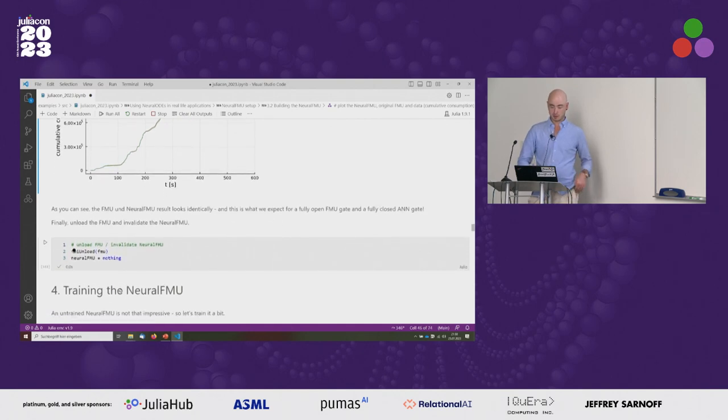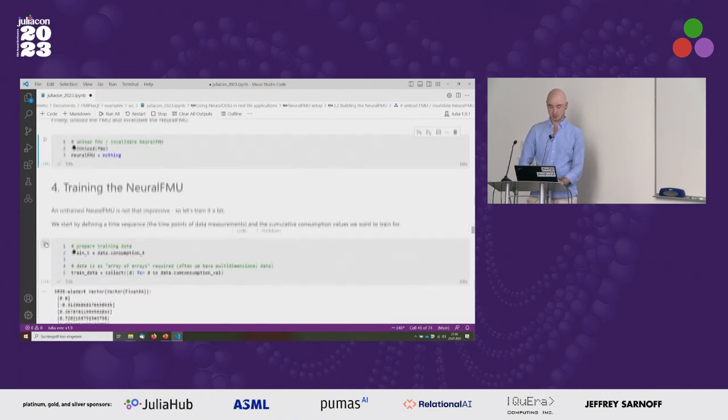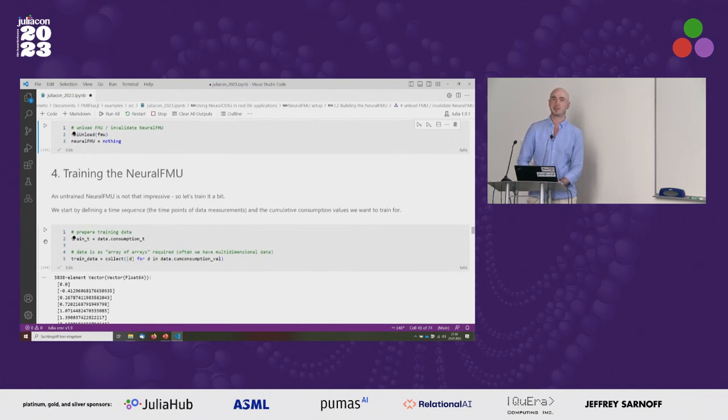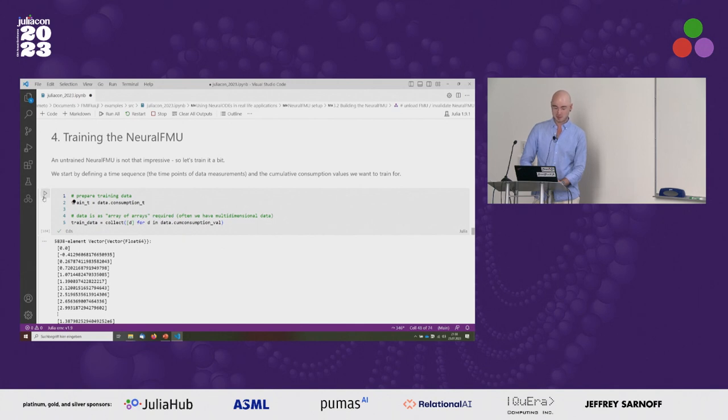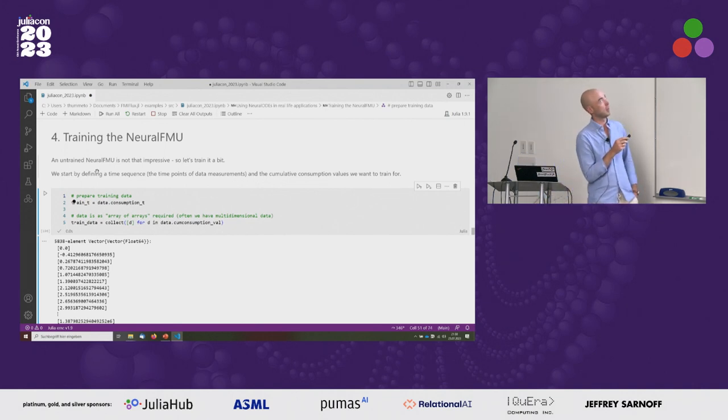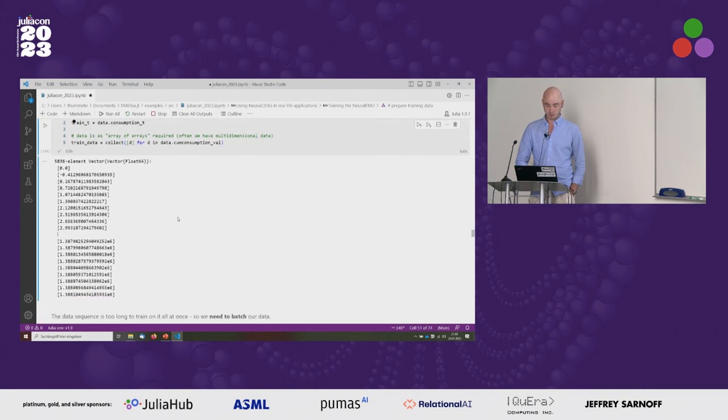So an untrained neural FMU is quite boring because that was much overhead to get the same simulation results as the original model. So we do some training with it. And for this, we define some training data. Train T are the time points we want to train on. That is identical to the time points we got in our data measurement. And the training data is the cumulative consumption values we got from our FMI data object. So we need to convert this into an array of arrays, because by design we can have multiple multi-dimensional data for training too.